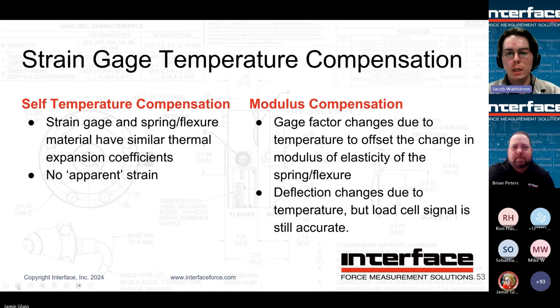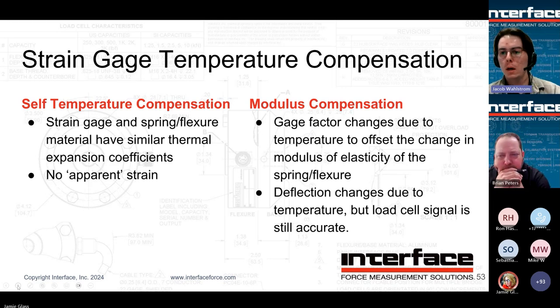Alrighty, and so gauges can be compensated for a variety of different issues. Self-temperature compensation. This is when the strain gauge can be compensated to match its thermal expansion to the spring. So you can think about if you use the same strain gauge on an aluminum spring and a steel spring, those springs are going to expand and contract differently with temperature, and you want to match your strain gauge to it, and that avoids some apparent strain that isn't correlated to a force.